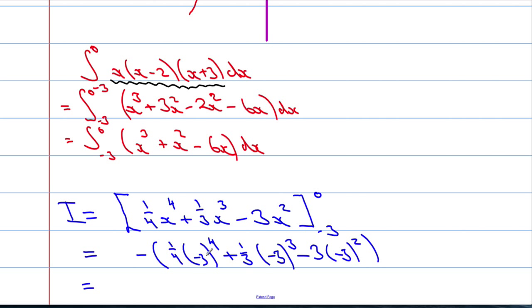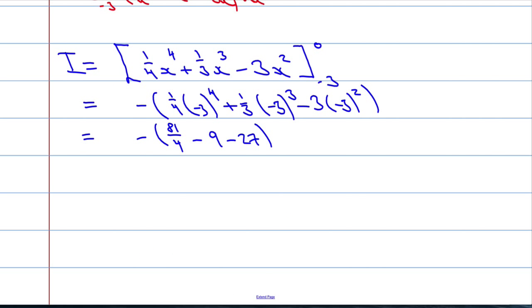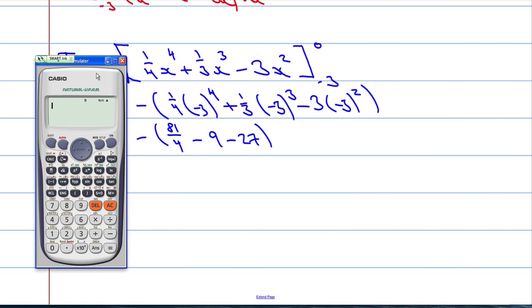So, negative 3 to the power 4, let's see, 3 times 3 is 9, times 3 is 27, times 3 is 81. So we're going to get positive 81 over 4. Negative 3 to the power 3 is negative 27. Negative 27 times a third is negative 9. And then negative 3 squared is positive 9. Positive 9 times negative 3 is negative 27. And I'm going to use the calculator here at this point. Probably should have used it far earlier.